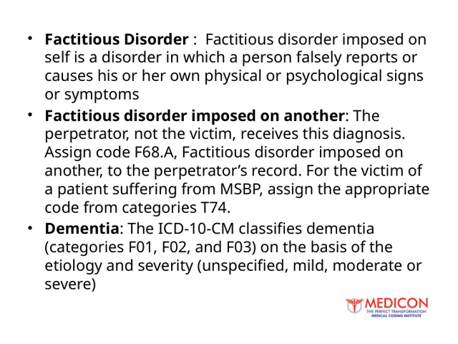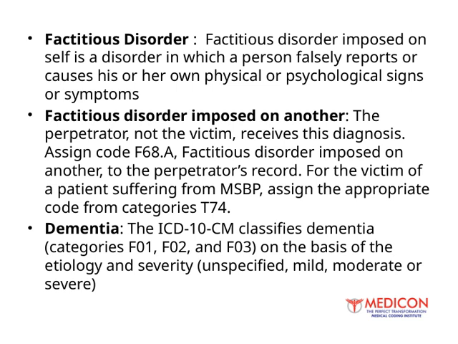When diagnosing this, we assign the code F68.A to the perpetrator's record. For the actual victim, especially if they are suffering from something like Munchausen by proxy or medical child abuse, we assign the appropriate code from the T74 categories, which cover different types of maltreatment.